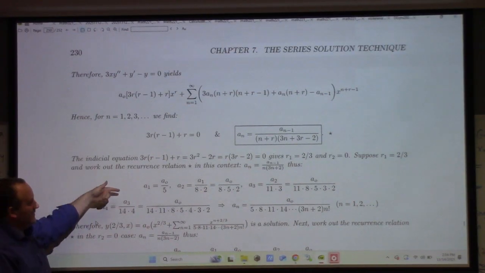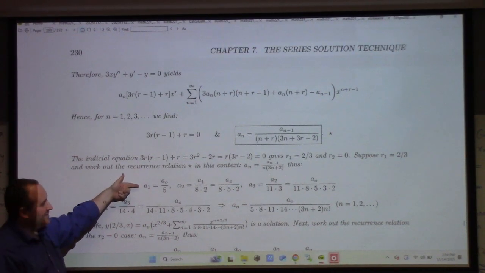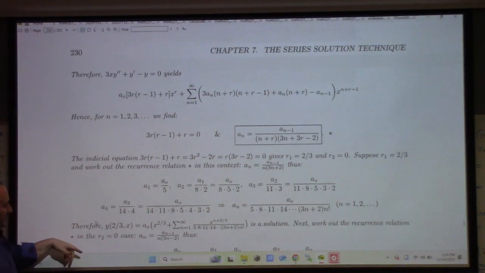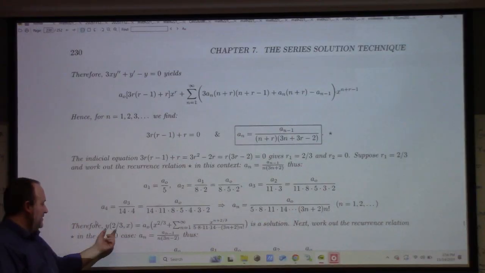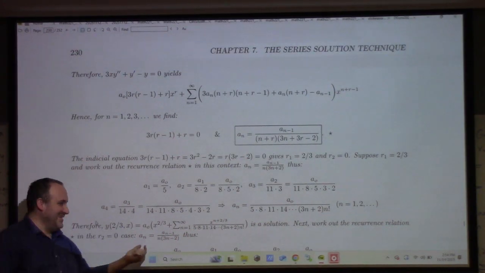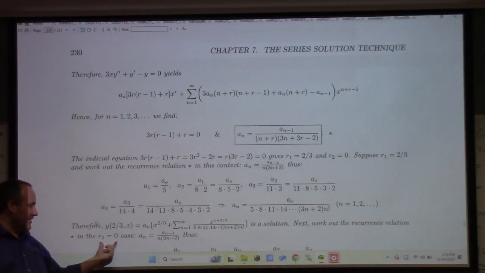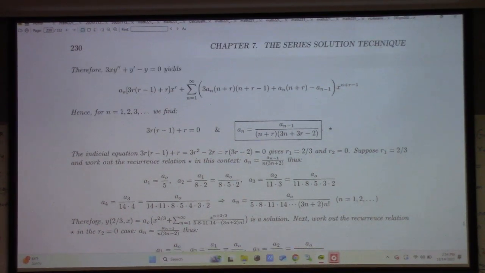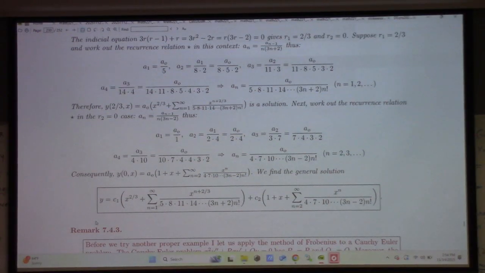And so I sort through that, kind of like we did the other class, and I get these particular lovely relations. And lo and behold, the 2/3 index gives me this solution. Yay. And the other one, r equal to 0, well, that actually gives me a power series solution. So the general solution then looks like this.